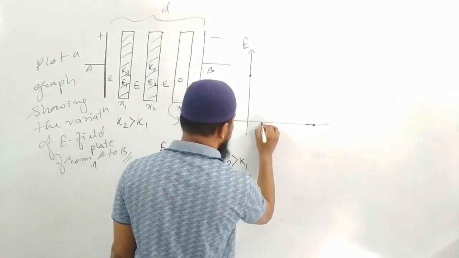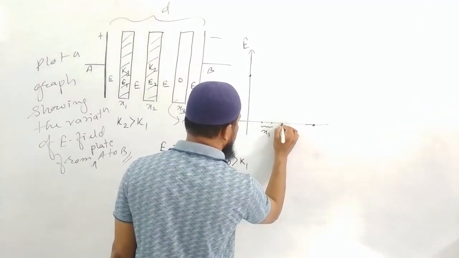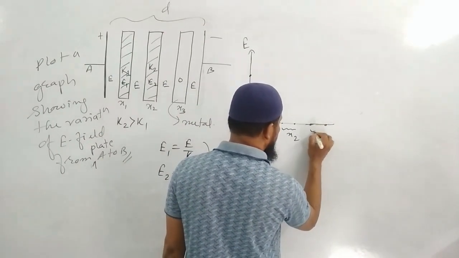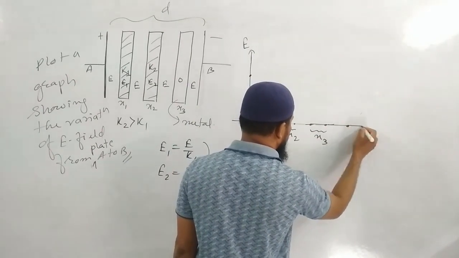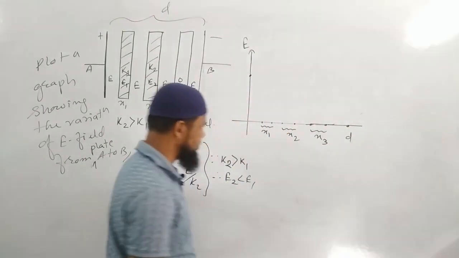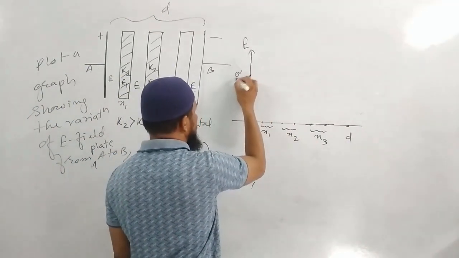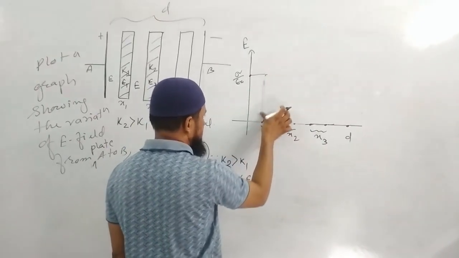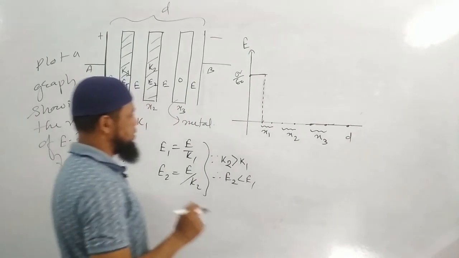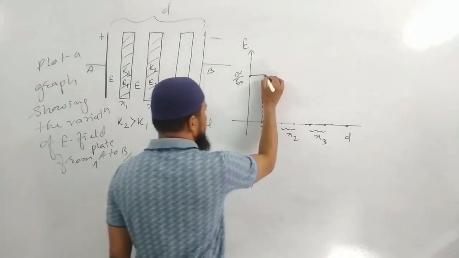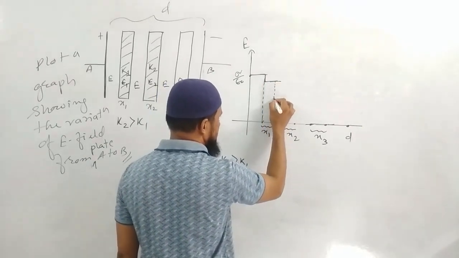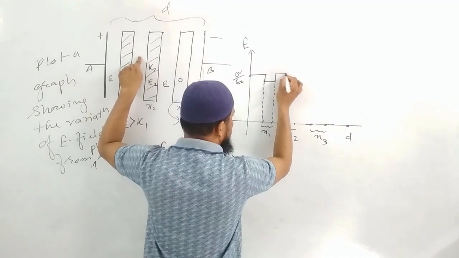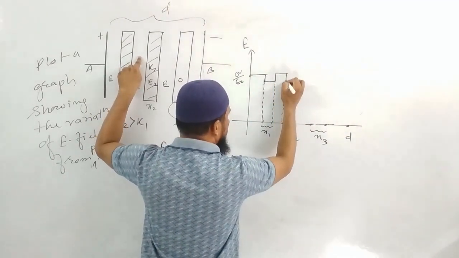Let me call this distance x1, between these two points the distance is x2, between these two points the distance is x3, and till here the distance is d. Then first it is sigma by epsilon naught, till here it is sigma by epsilon naught. Then it will reduce by K1 times. Here again in between there is a vacuum, so it will rise to the initial value. Again it will decrease by K2 times.